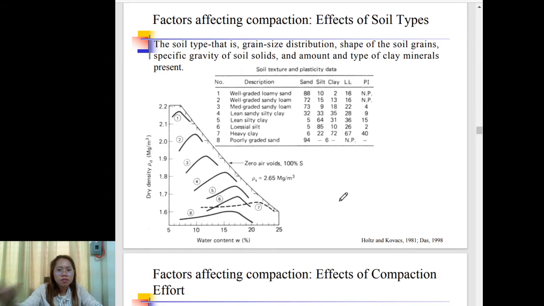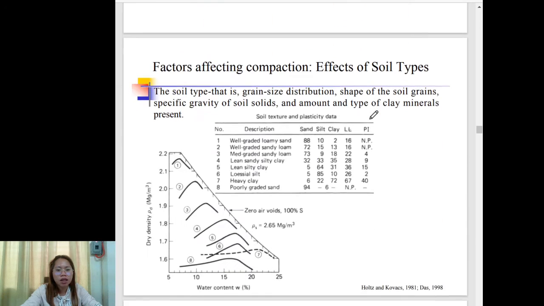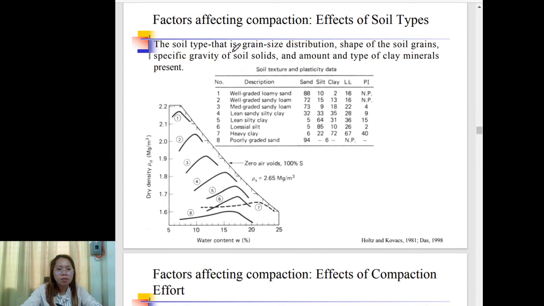So the effects of soil type. The soil type is number 1, affecting the physical and chemical properties of the soil. The soil type includes the grain size distribution or shape of soil grains, the specific gravity of soil solids, and the amount and type of clay minerals present. So these are the specific factors for the effect of the chemical and physical properties of the soil.